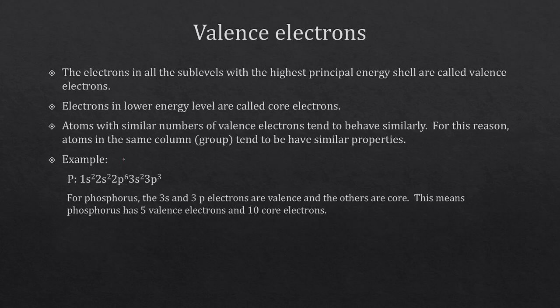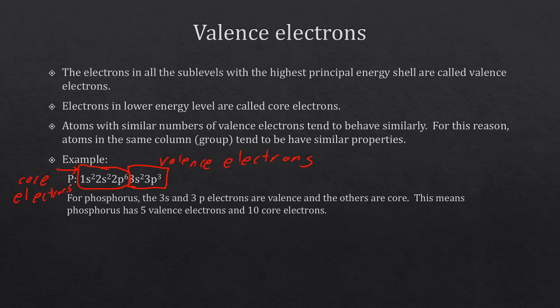So for example, the element phosphorus has 3s2 and 3p3. These electrons here are valence electrons because they're in our highest principal energy shell. So these are all valence electrons. Whereas all the rest of these electrons, the 1s, the 2s2, and the 2p6, those are all core electrons.